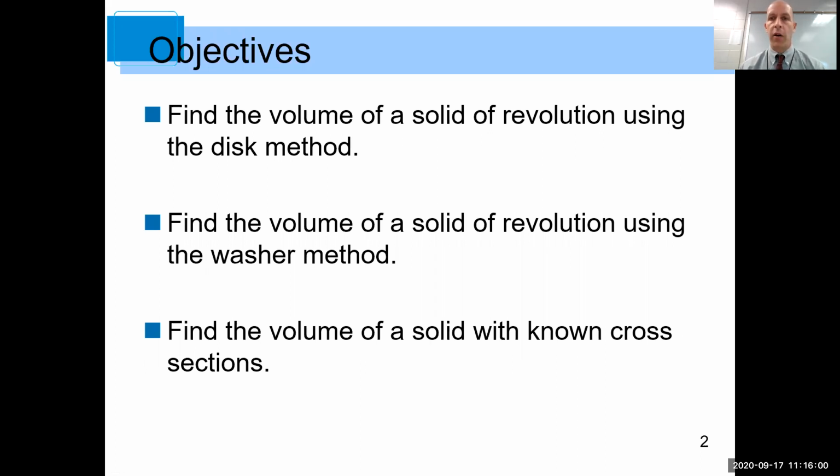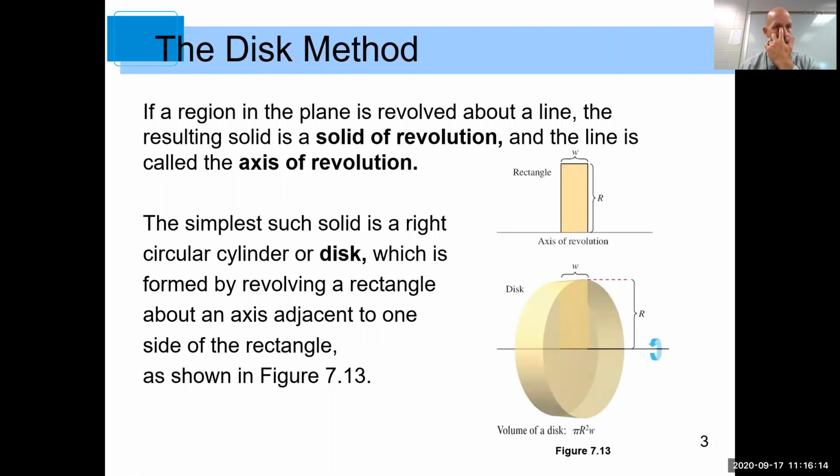We need to figure out how to find a volume of a solid of revolution using the disk method. We need to use the washer method to find the volume of a solid that way. And then finally, we want to look at using known cross sections to find volumes.